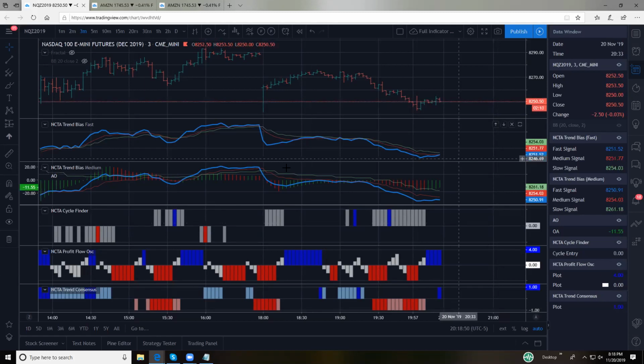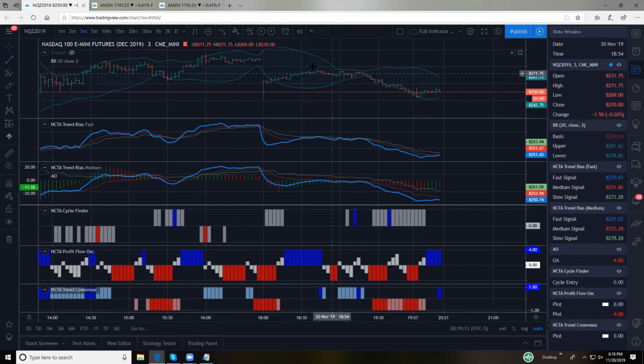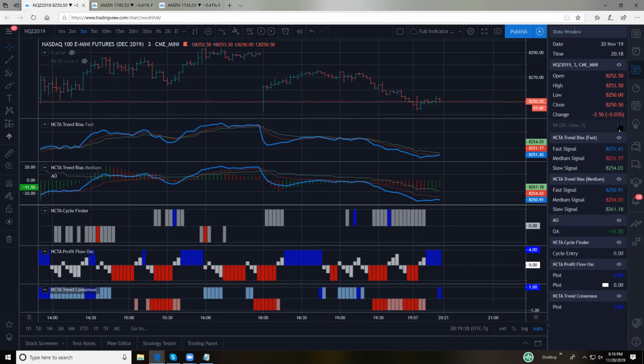Barkat's asking if we're still using fractals. I just have my fractals suppressed right now, Barkat. They're hidden, but just to make the chart a little cleaner for this training, I have them suppressed, but I can put them back on at any time. Just like my Bollinger Bands, I'll put them back on whenever I want to do a quick reference as to where we are relative to the Bollinger Bands, but otherwise keep them suppressed.